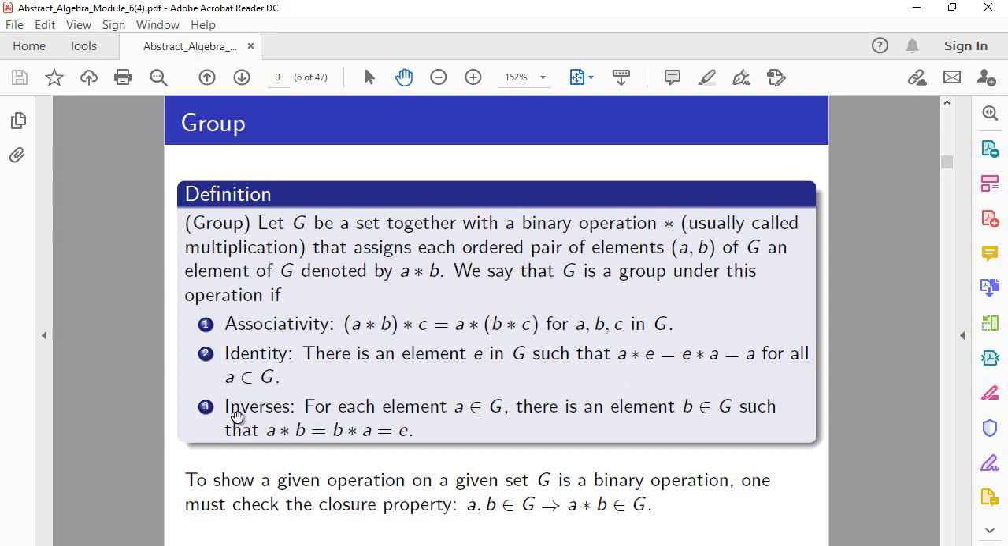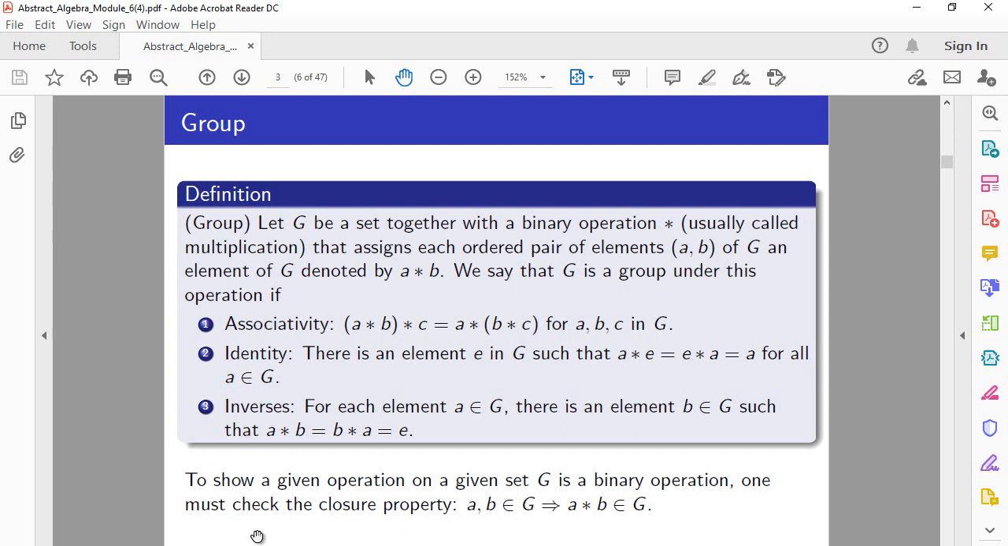And then the third property says each element of G must have an inverse. That is, for each element A in G, there must be an element B in G such that A star B is equal to B star A is equal to the identity E. So a group G is a set together with a binary operation satisfying these 3 properties.